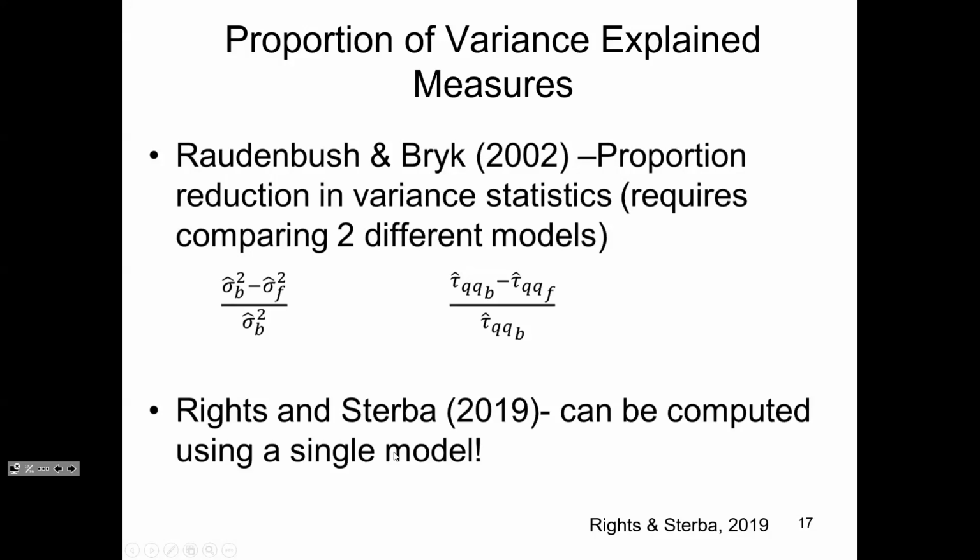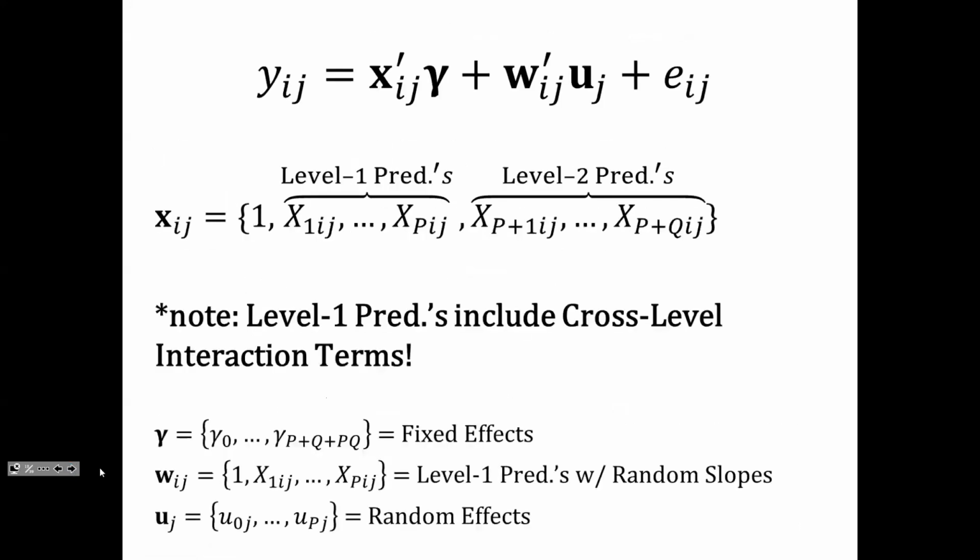And the time that is going to happen, by the way, the most common scenario for getting something like that is when you group mean center a level 1 variable and you compare a model without the group mean centered variable to the group mean centered model. So it just happens. It's just a thing. So Rights and Sterba came along in 2019, and this is my favorite paper of 2019.